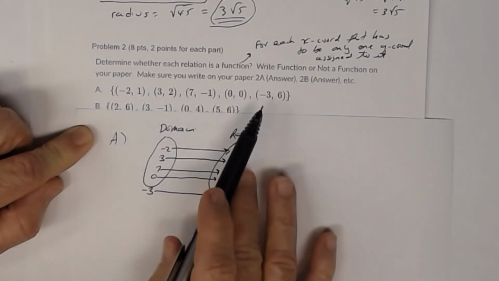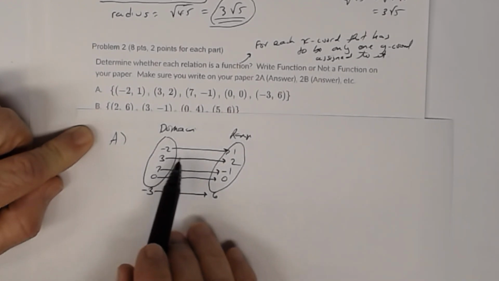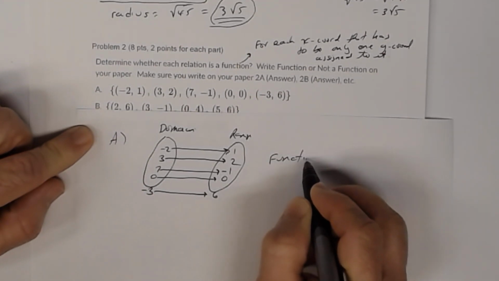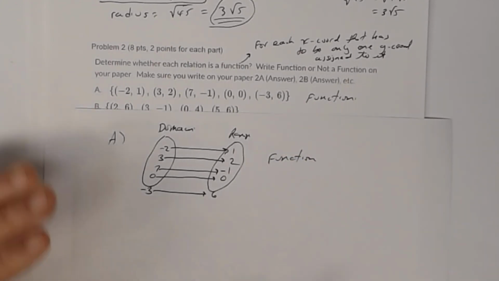So I took each of these and I wrote it in terms of this mapping. And notice for each of those x coordinates, there's only one y coordinate associated with it. So this is a function. So letter A is a function. All right, let's look at letter B.